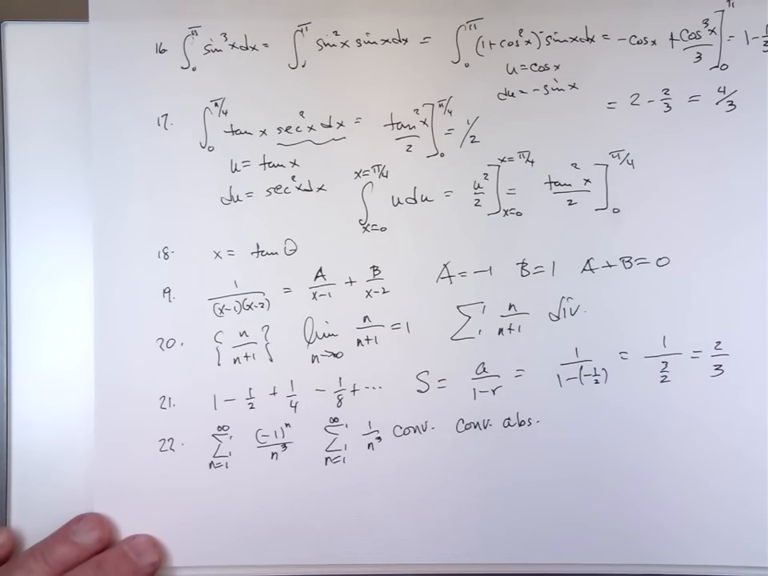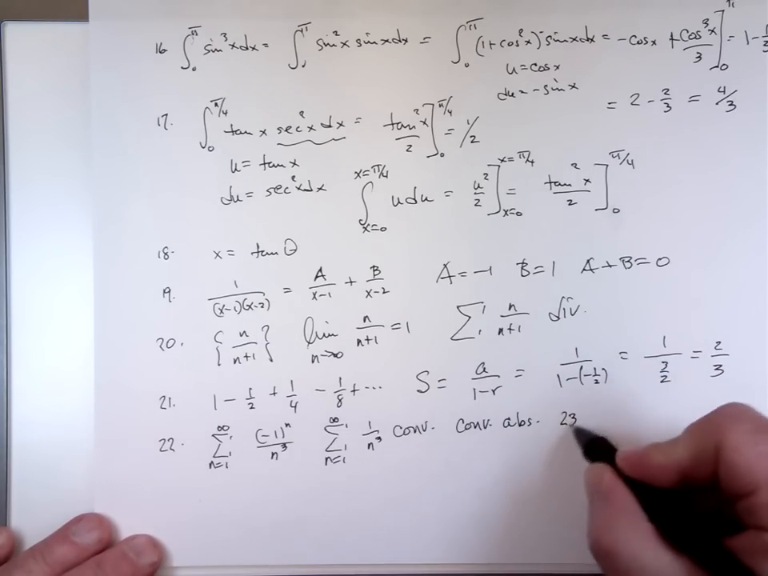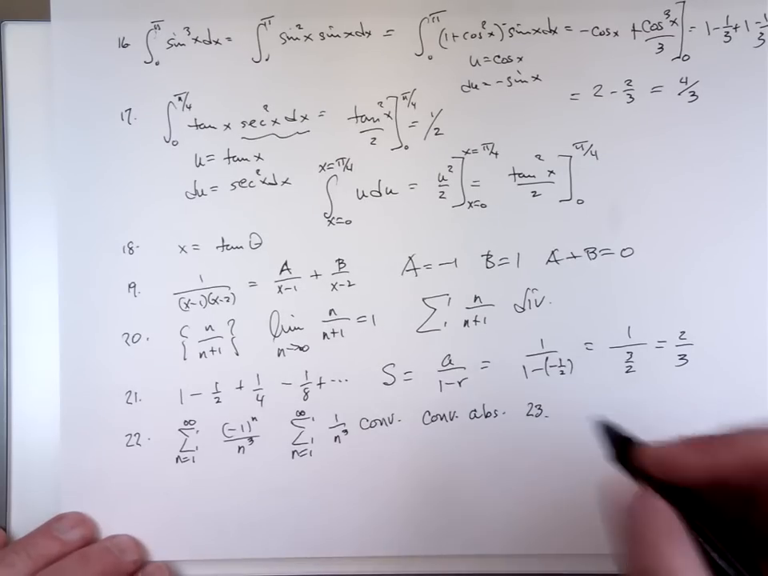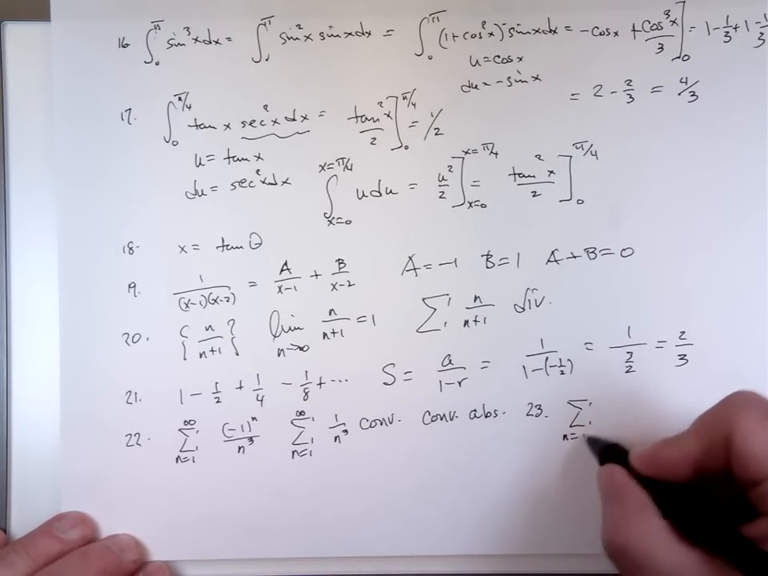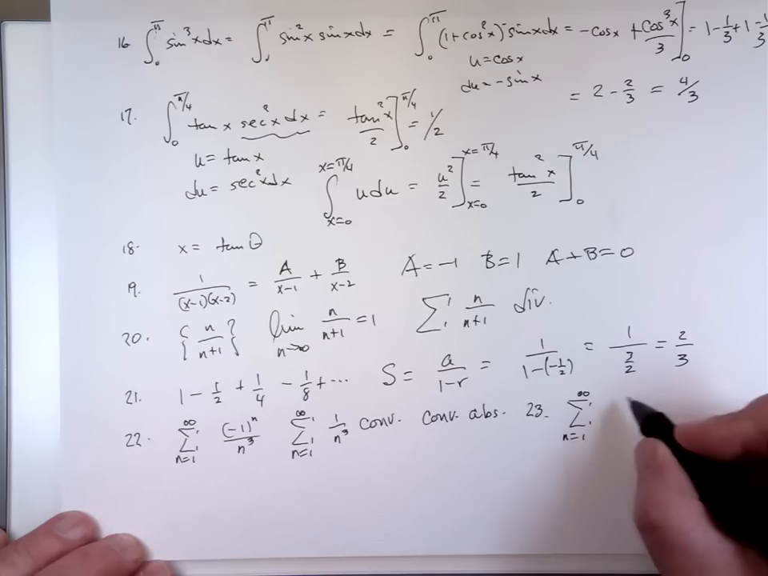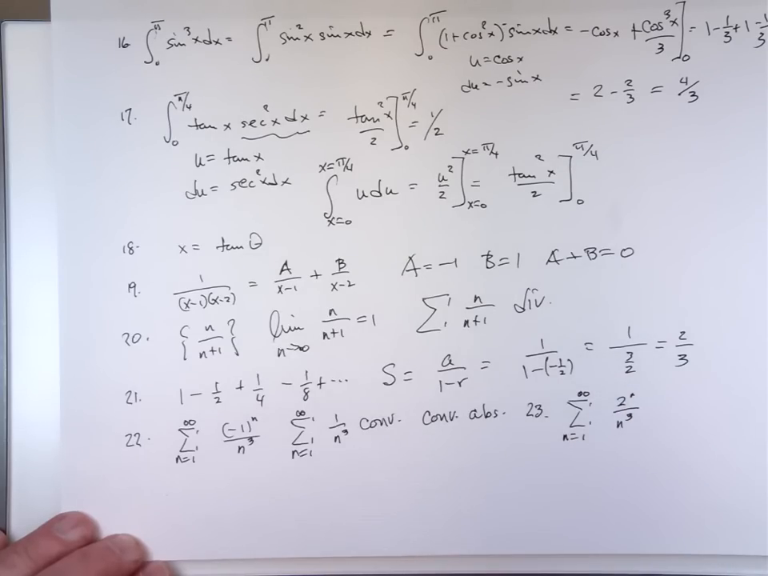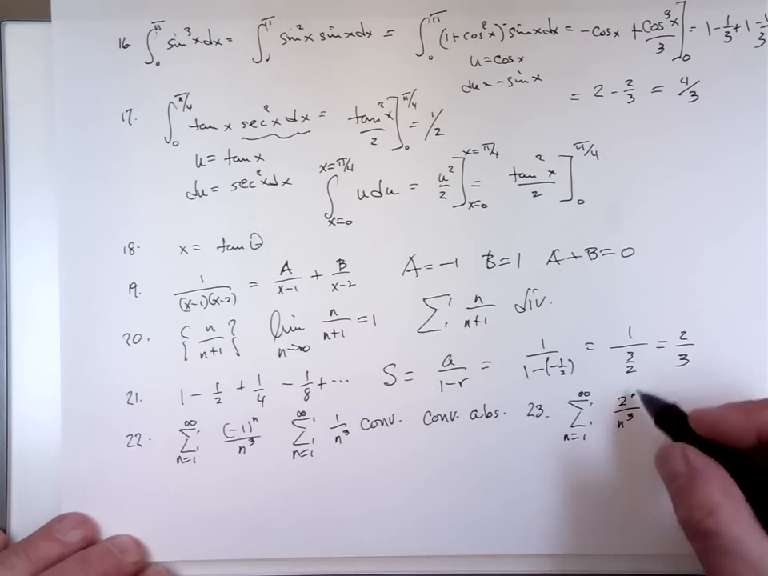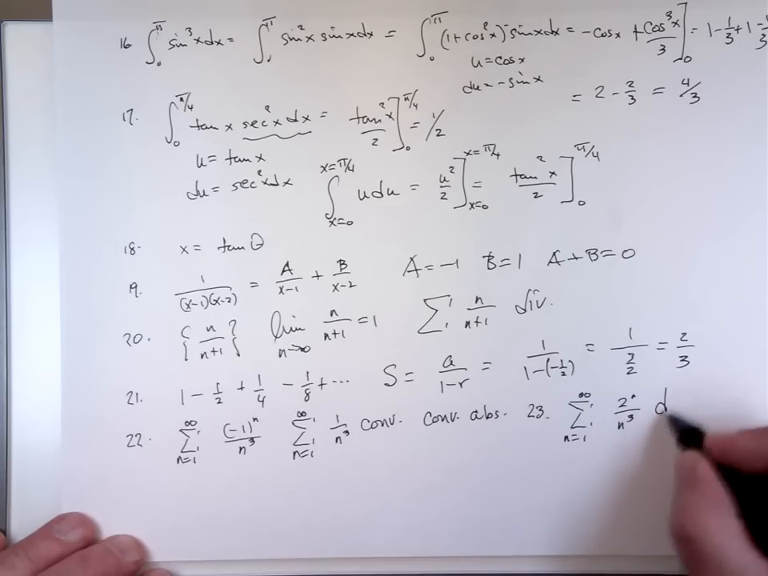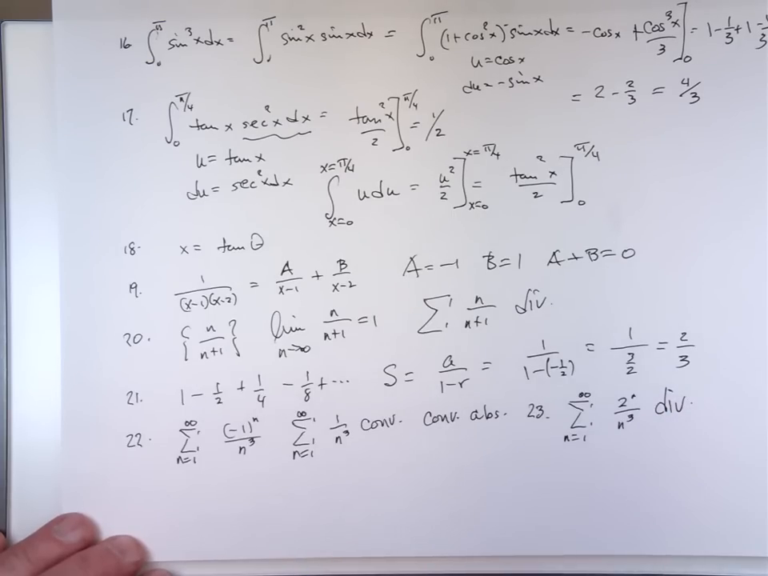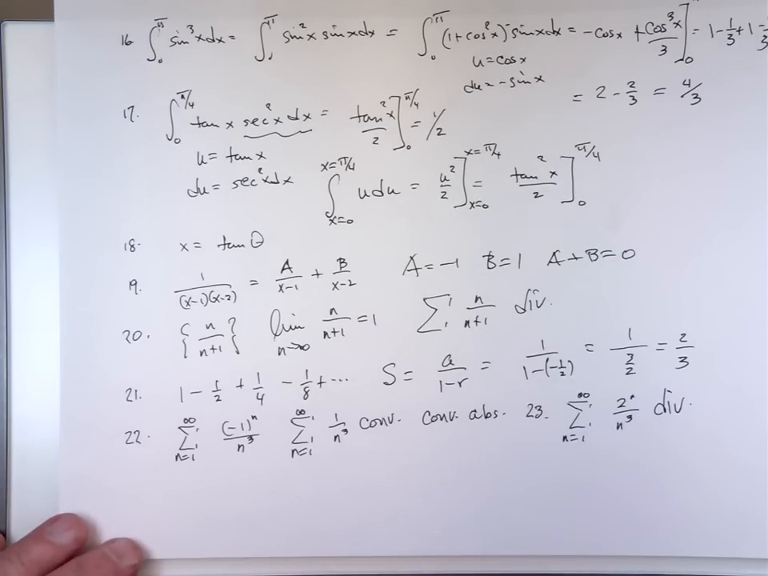23. That series of 2 to the n over n cubed, since 2 to the n is exponential, it increases faster than this polynomial. Therefore, these terms are not even going to go to 0. They're going to infinity. Therefore, that series will diverge. The terms are not even going to 0.